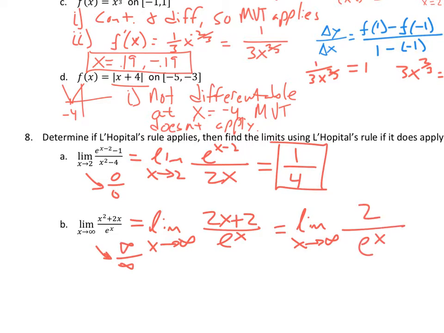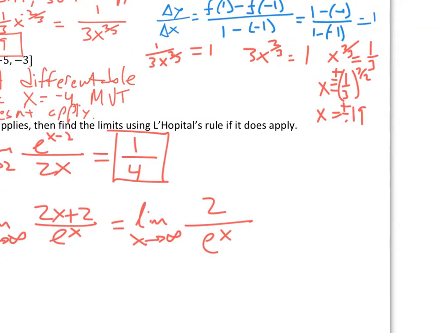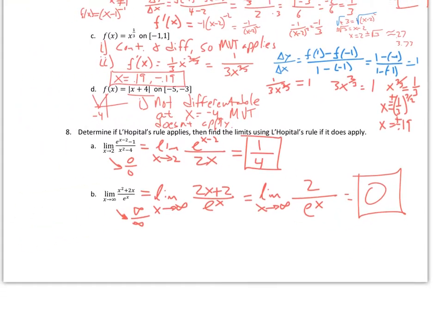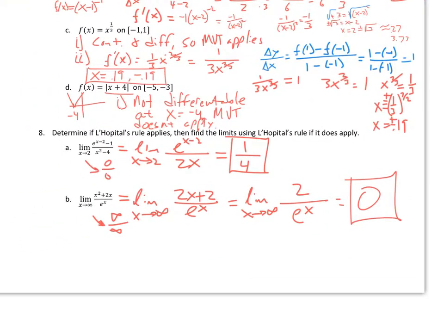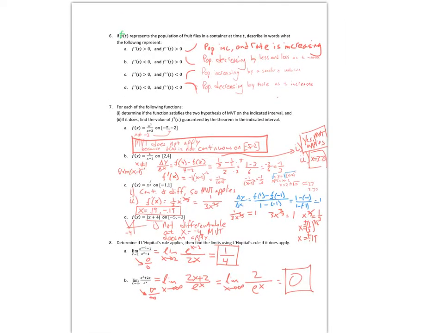And now we have enough to see that yes, indeed, when we plug in infinity, or a gigantic number, this is getting huge. So we have 2 over a huge number, and that is 0. And that's how we use L'Hopital's rule. Remember, it's got to be going to 0 over 0, or infinity over infinity, or some negative or positive infinity combination.